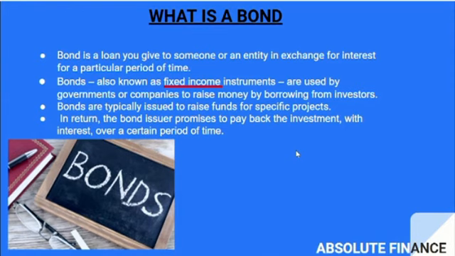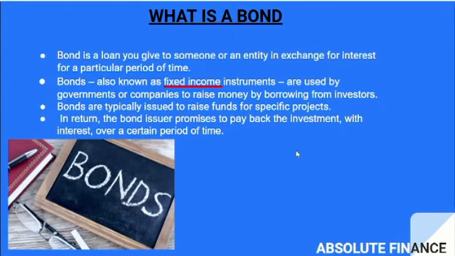Now, what is a bond? A bond is a loan you give to someone or an entity in exchange for interest for a particular period of time. This is just like when you lend someone money and the person promises to pay you back your money with interest on it. A bond is also known as a fixed income instrument. These are used by governments or companies to raise money by borrowing from investors.